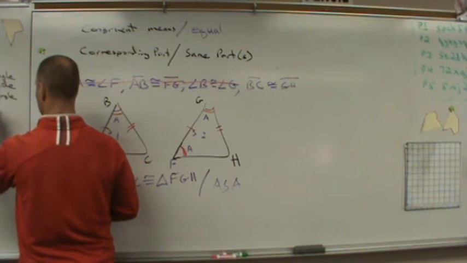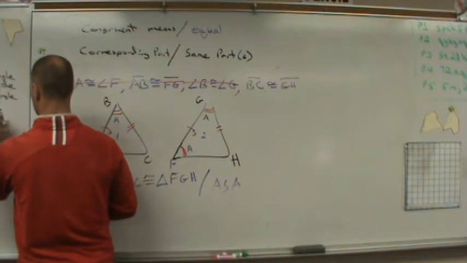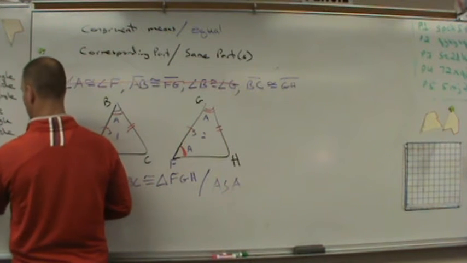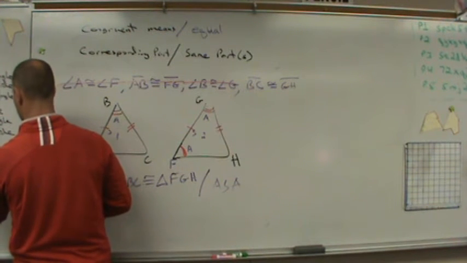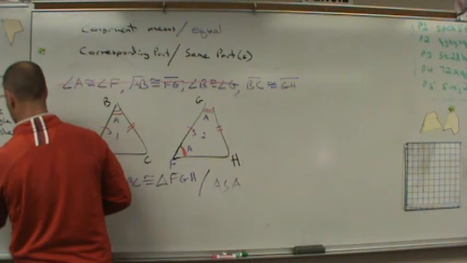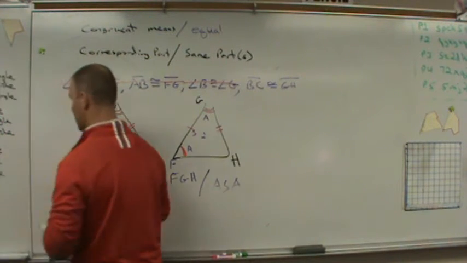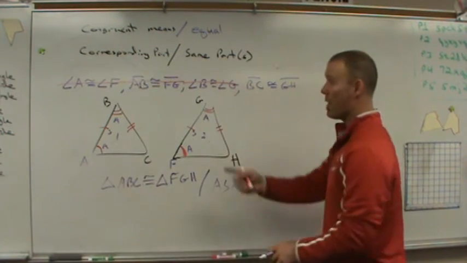SAS, side, angle, side, and SSS is side, side, side. So those are our congruence patterns.